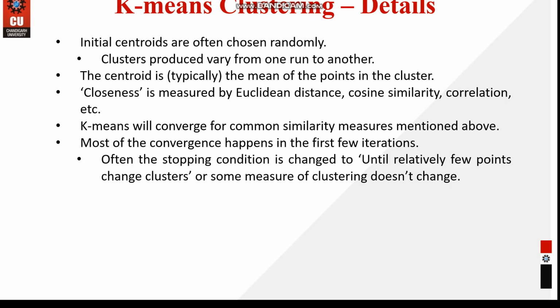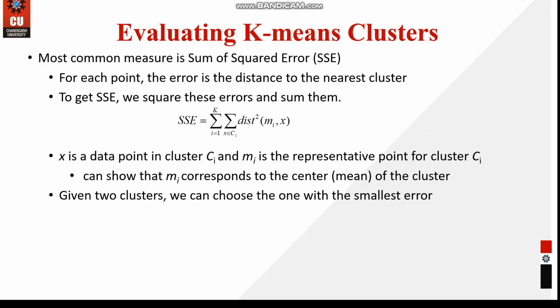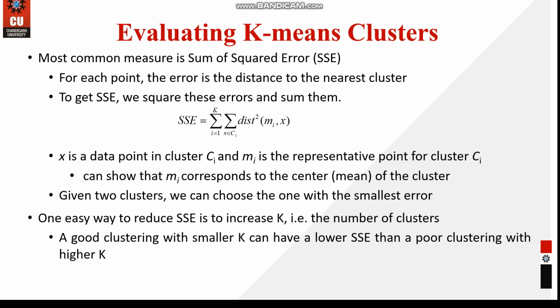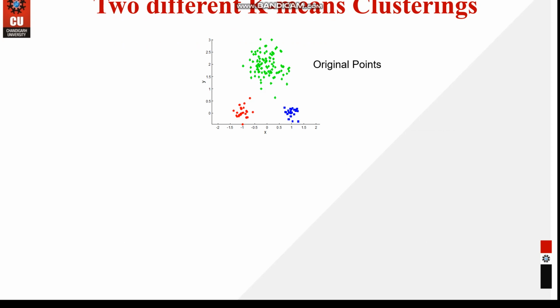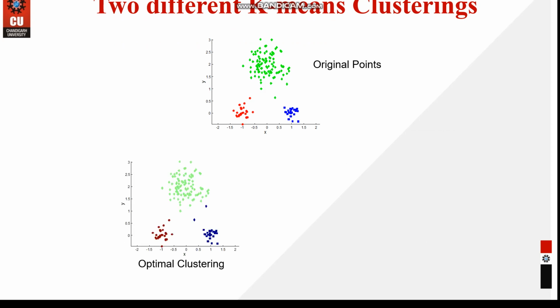We often stop the condition when relatively few points change the cluster, or the cluster has stopped changing. The data points have stopped swapping from one cluster to another. And the Euclidean distance formula we already know. So let's have a look at an example of k-means clustering. In this case we have the original points.